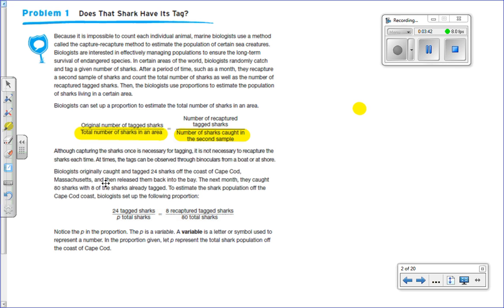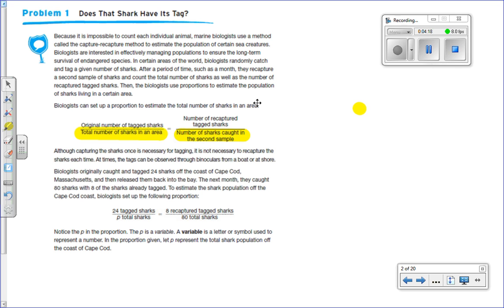So when setting up a proportion, it is very important to keep those things in mind because you have to match up your units. You wouldn't want to put a total number of sharks with the number of recaptured tagged sharks. You have to put those in the appropriate places or your proportion won't be equivalent in the end. Although capturing the sharks once is necessary for tagging, it is not necessary to recapture the sharks each time. At times, the tags can be observed through binoculars from a boat or at shore.